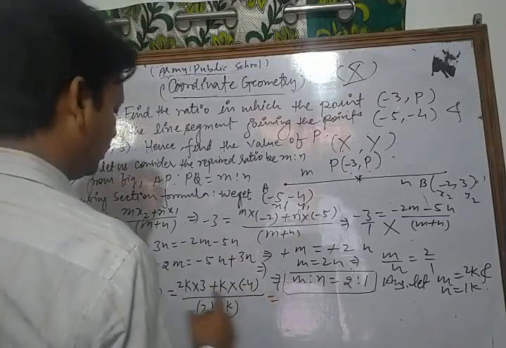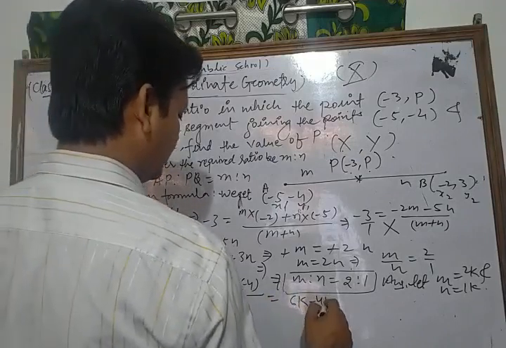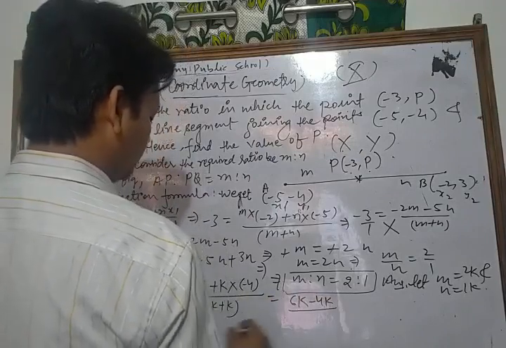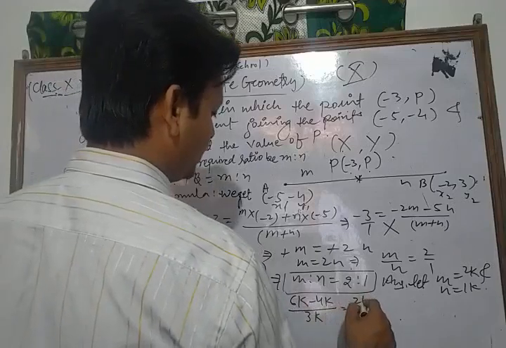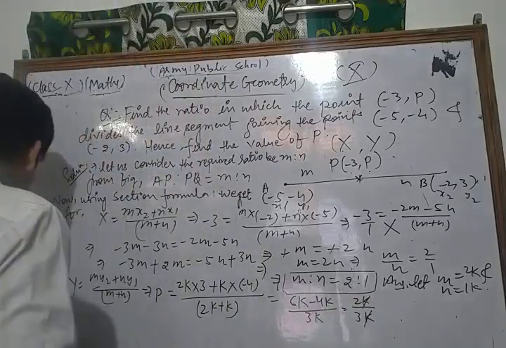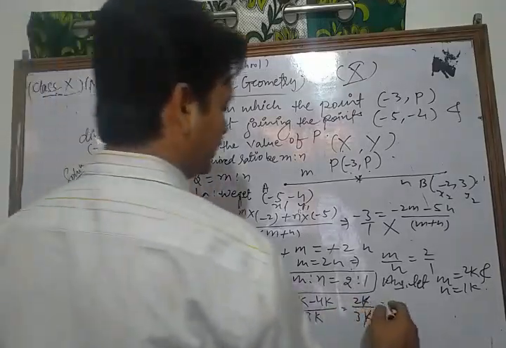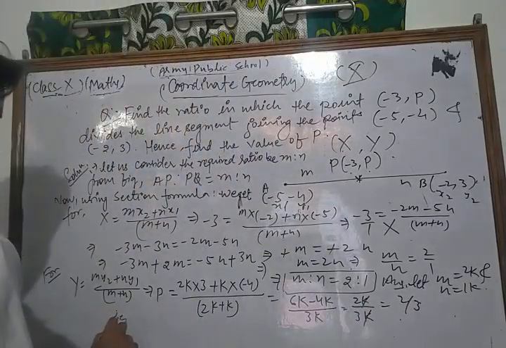Now we solve them. 3 times 2 is 6, so 6k minus 4k upon 3k. Now 6 minus 4 is 2k upon 3k. So k cancels out, and we get 2/3. Thus that is the value of p.